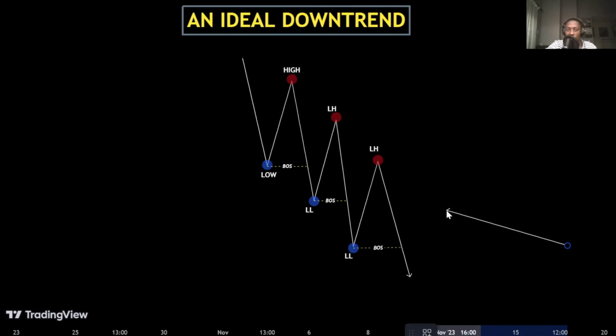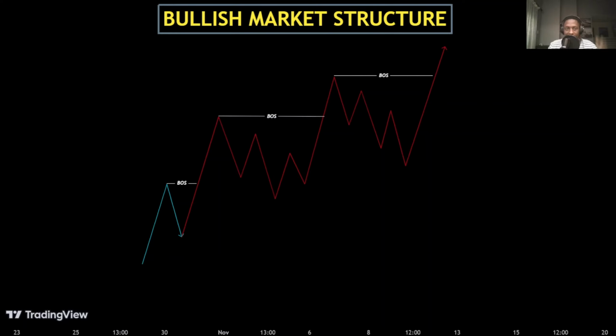So now we can get into the more fun and more intricate stuff. Since you understand the fundamentals of market structure, I want to introduce the bullish market structure and the bearish market structure and how you can spot these in the live market chart. So look at this. This is a bullish market structure. As you can clearly see, these breaks of structure are happening all over the place.